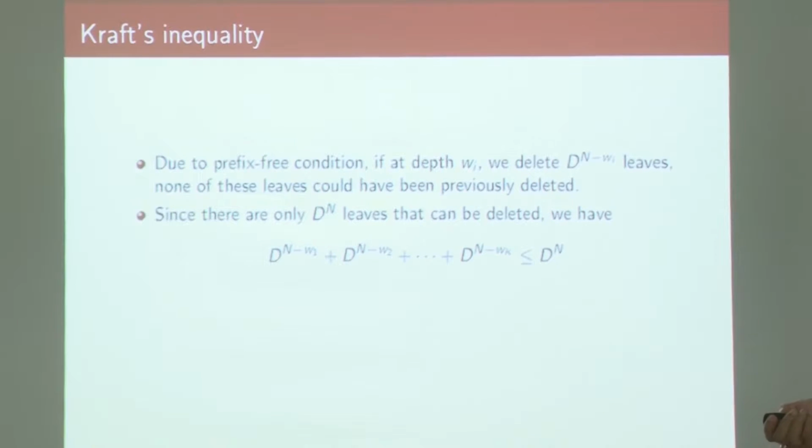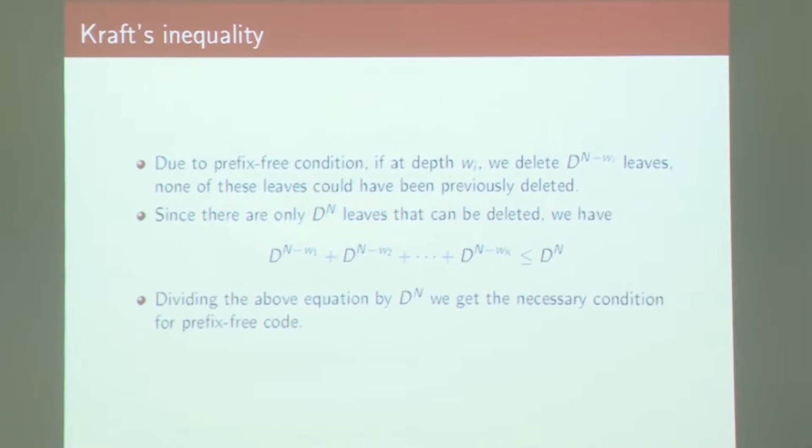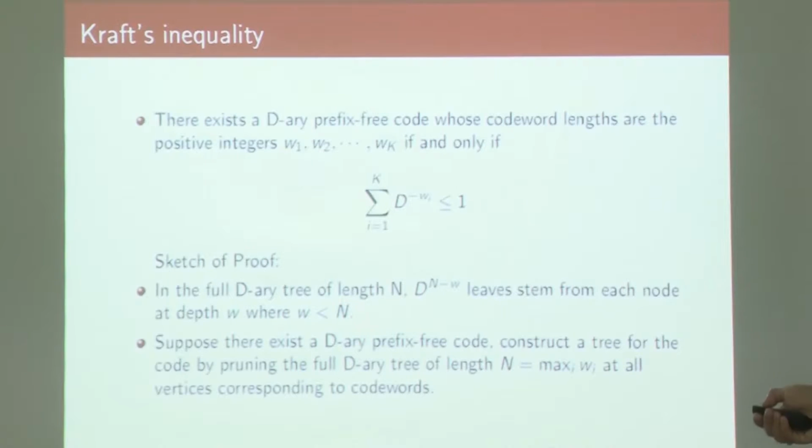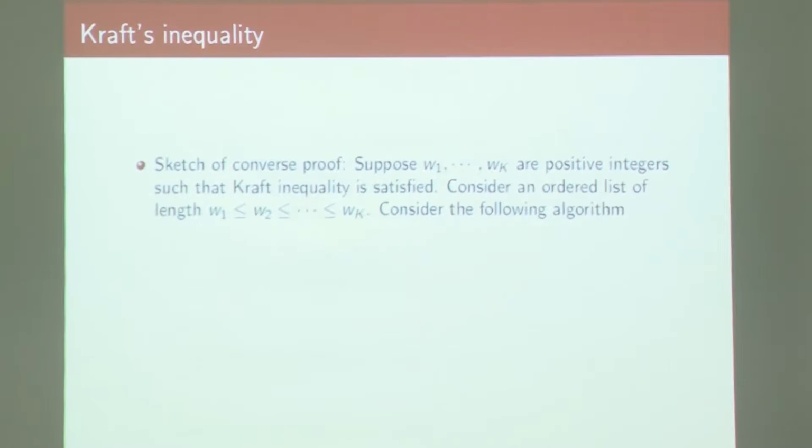So this condition needs to be satisfied if we want to map all these prefix free codes to our D-ary tree, correct. If we simply divide both sides by d raised to power n, we get this condition: the summation of d raised to power minus wi, from i going from 1 to k, should be less than or equal to 1. Fine. Any questions in the proof?